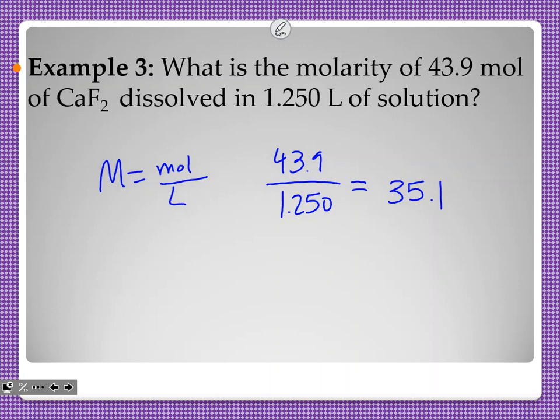35.1 sounds about right. And you would put a big M here. Or, if you like derived units, you can use the big M, or you could write it as moles per liter, like that. It's like density, with grams per milliliter or something like that. This is a derived unit, it's moles over liter. Hey, we were right, 35.1 molar calcium fluoride, or 35.1 moles per liter of calcium fluoride.